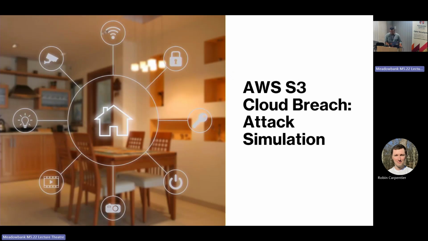I'll walk through an S3 cloud breach attack simulation. This attack essentially replicates the attack which happened in 2019 with Capital One, where more than 100 million users were affected. Sensitive PII information was retrieved by the attacker, the threat actor. They were able to exfiltrate information like credit card data, personal email addresses, and so on.